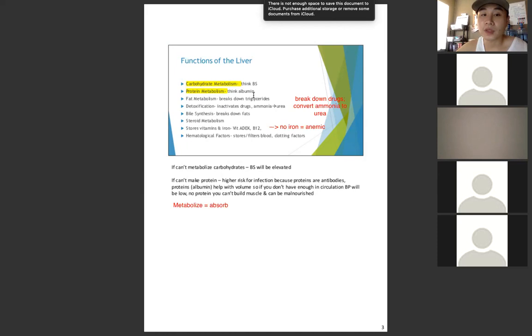The third function of the liver is fat metabolism. The liver helps to absorb fat, and fat is important for the making of steroid hormones and such. Detoxification. The liver helps us detox. It helps us to excrete all of the unnecessary waste stuff. For example, the inactive drugs, like when we take medication it becomes waste, the liver will detox it. Ammonia, it will convert into urea, and then we can excrete the urea through the urine.